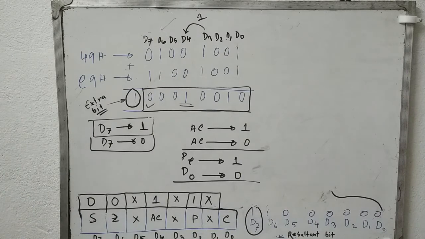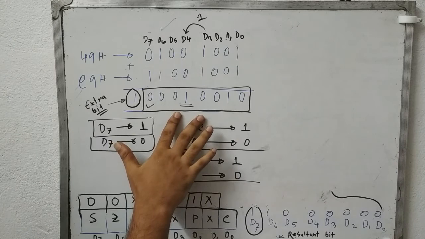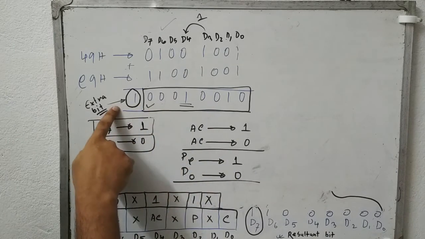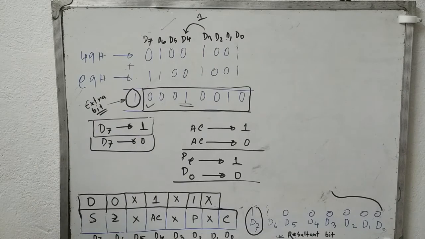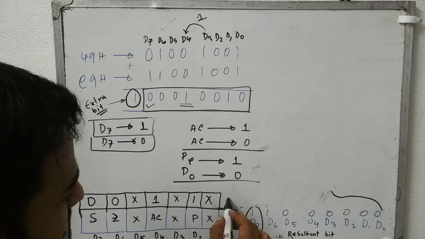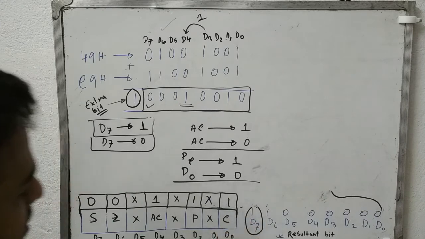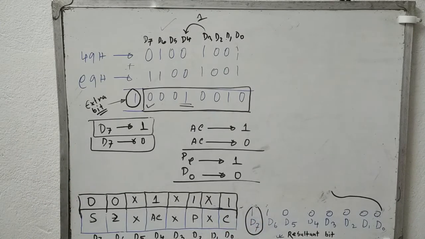Was there any carry? That means, was the result larger than 8 bits? Yes, the resultant bit pattern was larger than 8 bits, because this is an extra bit. So there was a carry, and this flag will also be set. This is the basic idea. In this way you can set or reset the value of the flag register according to the operation. So this was our whole process. Okay, that's all.